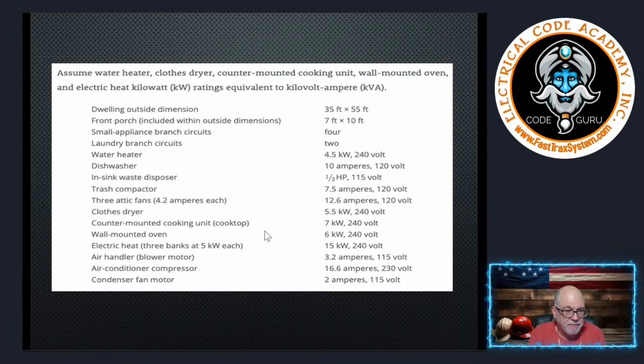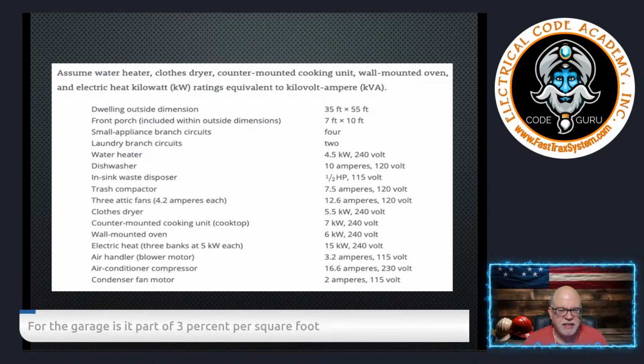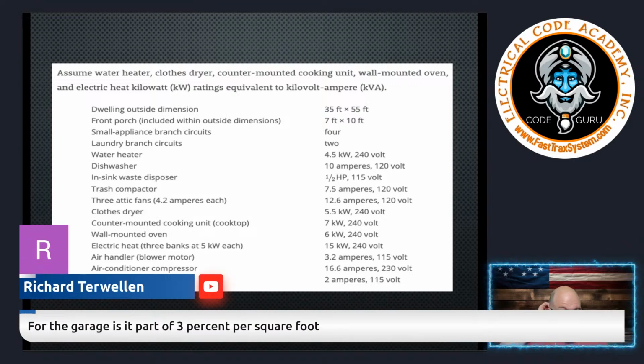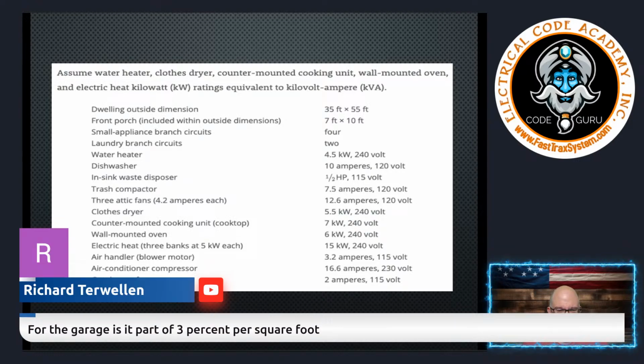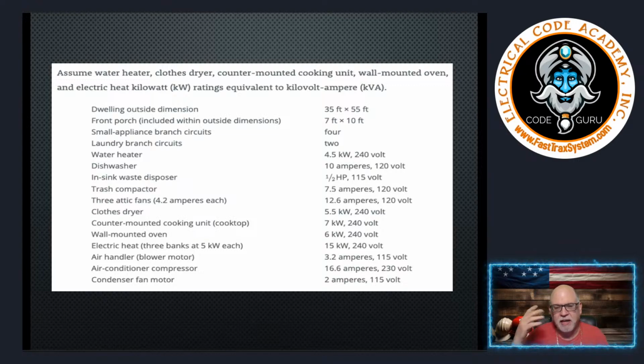So yes, Richard, we have a question here about the garage. In the 2023 edition of the NEC, it most certainly will be included in that 3 VA per square foot, not 3% per square foot, 3 VA per square foot, because they removed the language. They used to have garage in there to where you would exclude it, and now garage is missing from that, okay? There's a reason they removed garage from it.